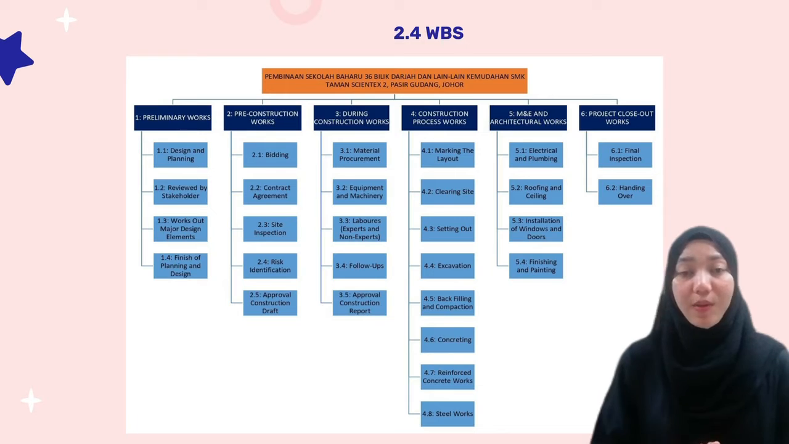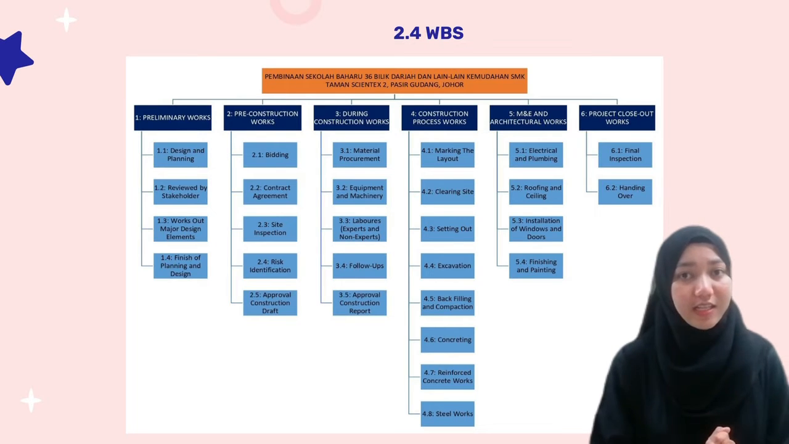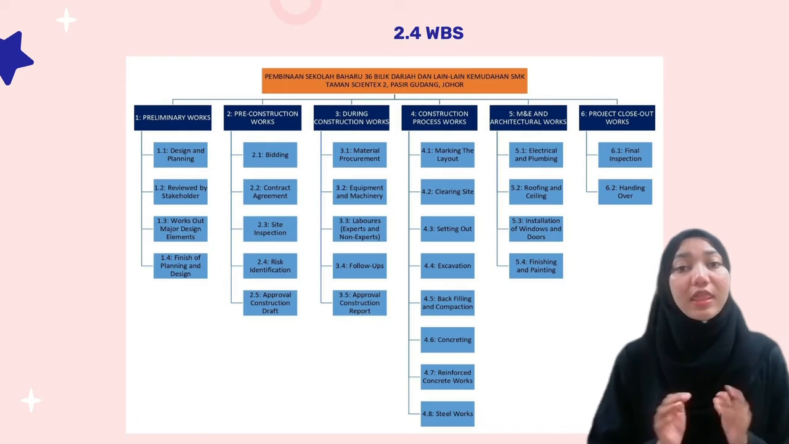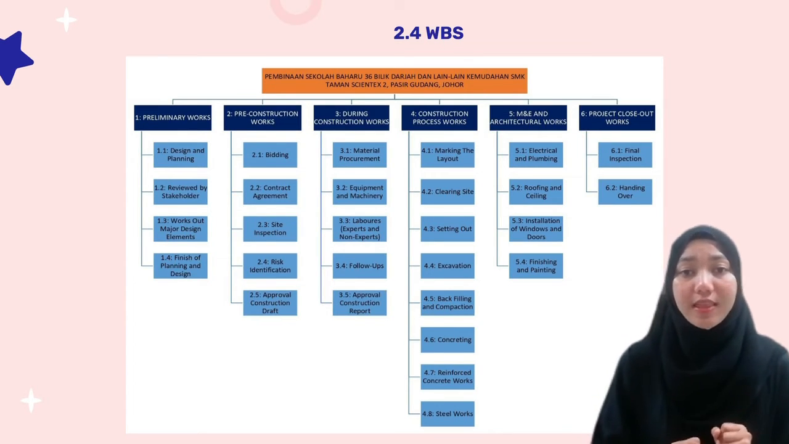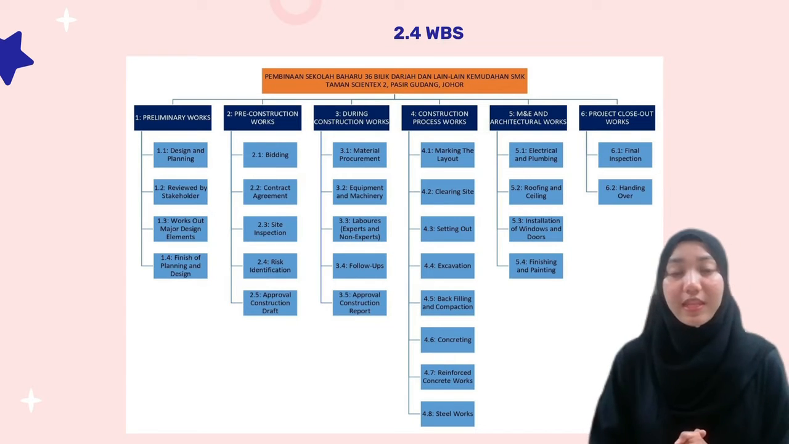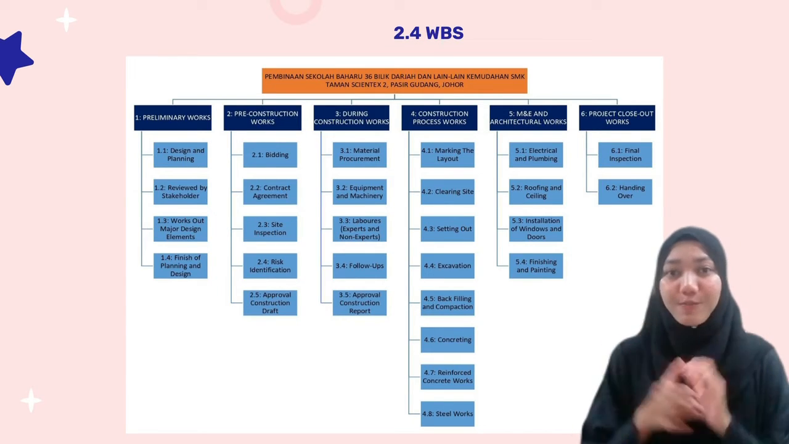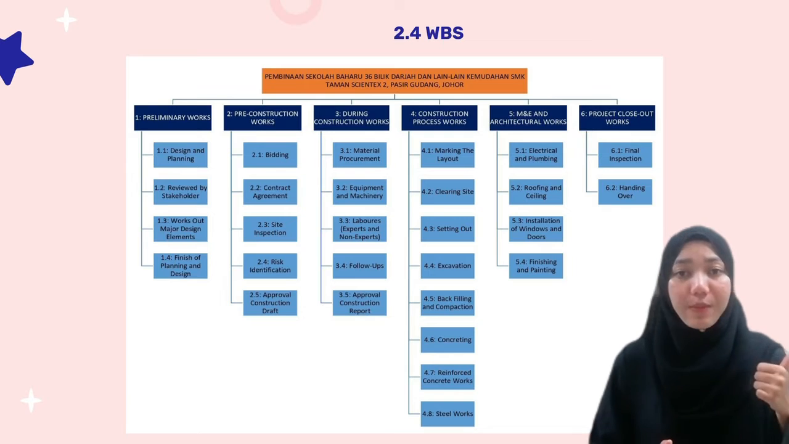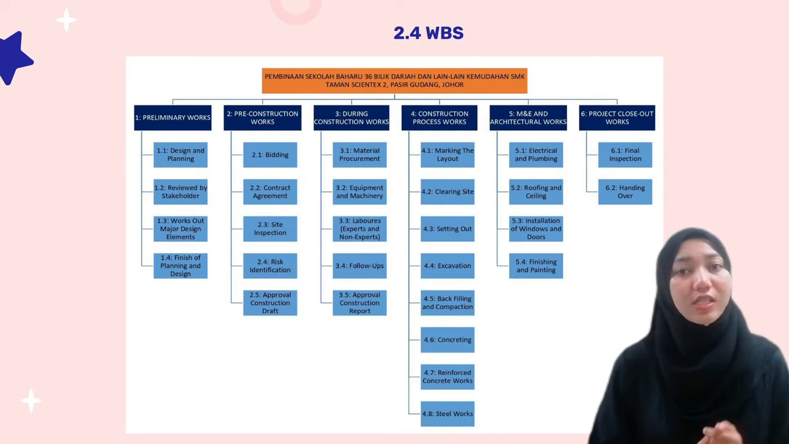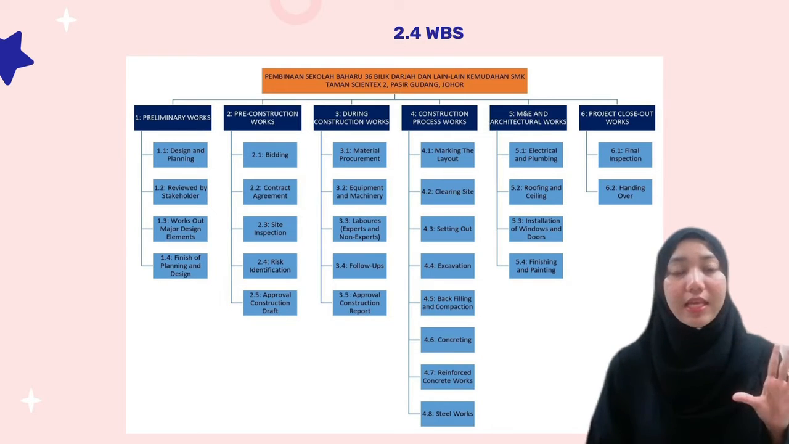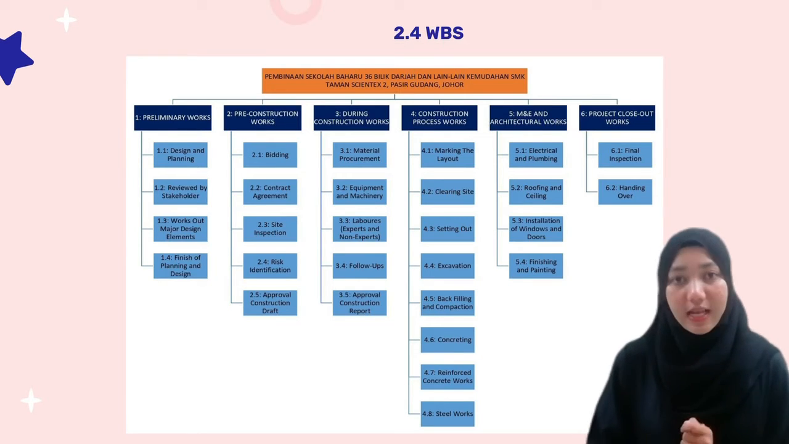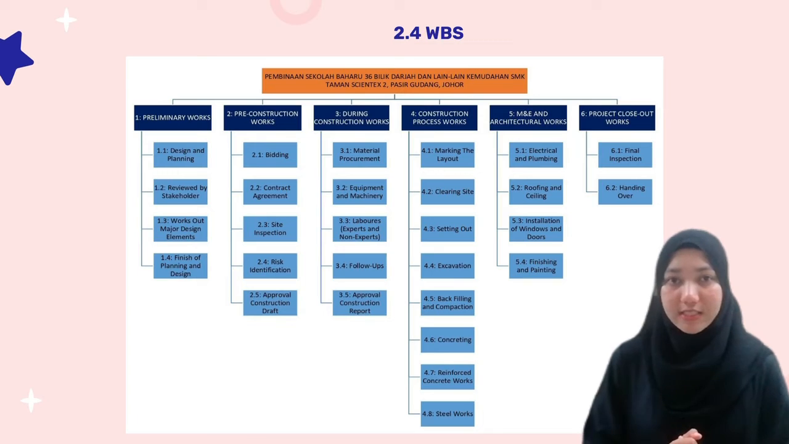This WBS diagram is referred from the previous plan chart. So, our project is Pembinaan Sekolah Baharu, 36 Bilik Darjah dan Lain-lain Kemudahan SMK Taman Saintek 2, Pasir Gudang, Johor. This project consists of 6 parent tasks, which are preliminary works, pre-construction works, during construction works, construction process works, M&E and architectural works, and lastly, project closeout works.